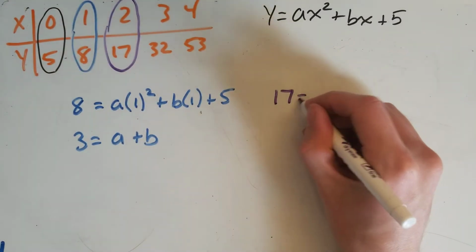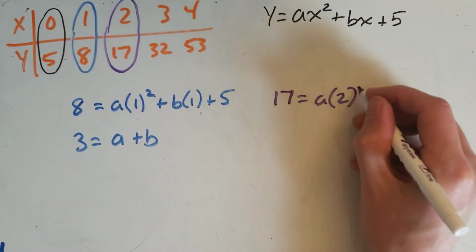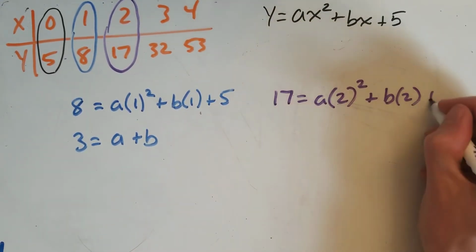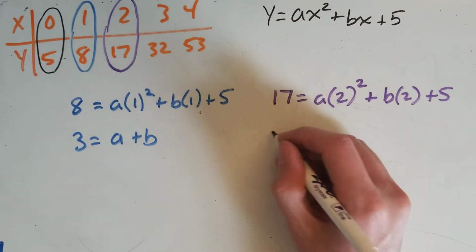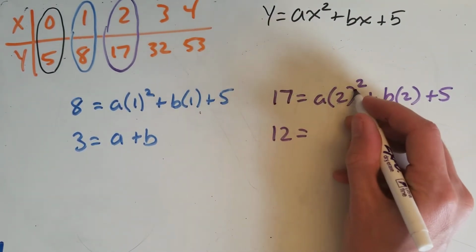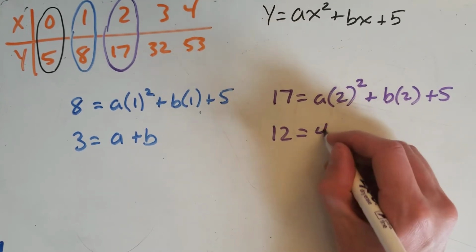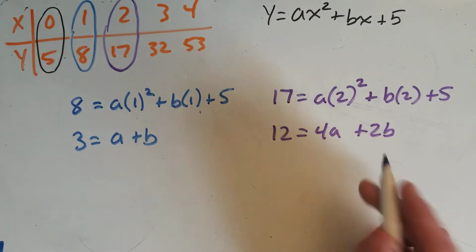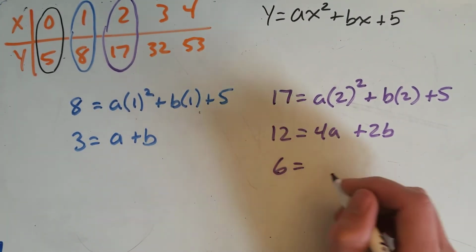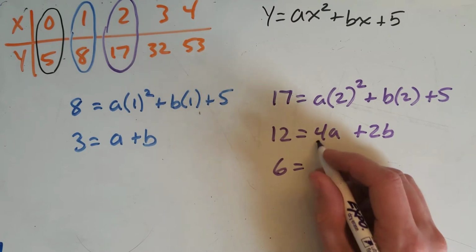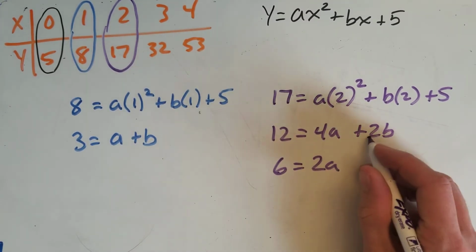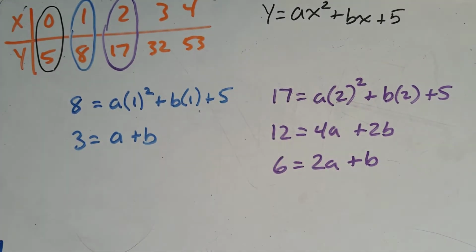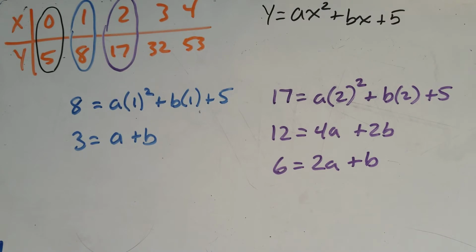y is 17 when x is 2. So I'm going to put a 17 in for y and a 2 in for all the x's that I see. Let's bring that 5 over. So you have 12 equals 2 squared is 4, 4 times a is 4a, 2 times b is 2b. So we have a nice equation here. We can divide everything by 2, which is nice. So 12 divided by 2 is 6. 4 divided by 2 is 2a. And 2 over here divided by 2 will give us a coefficient of 1, so we have just b. And there's our second equation.